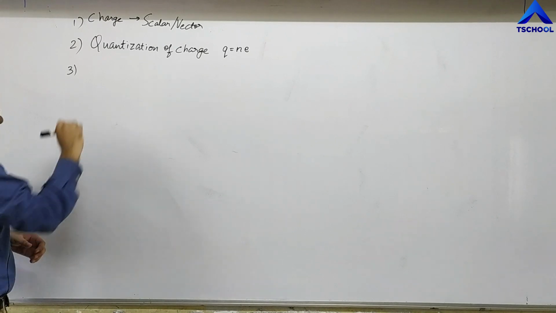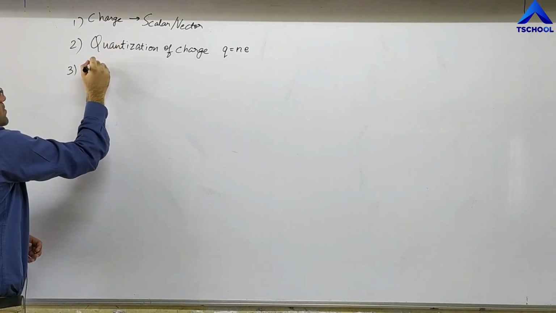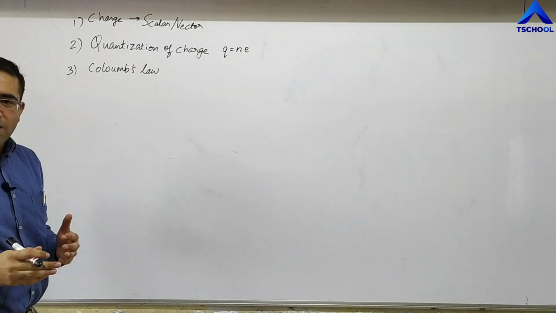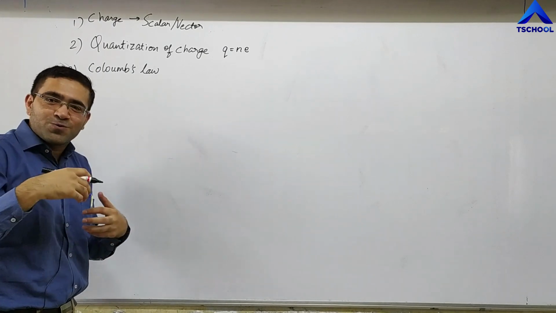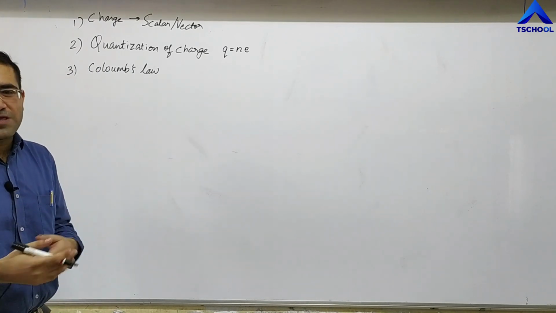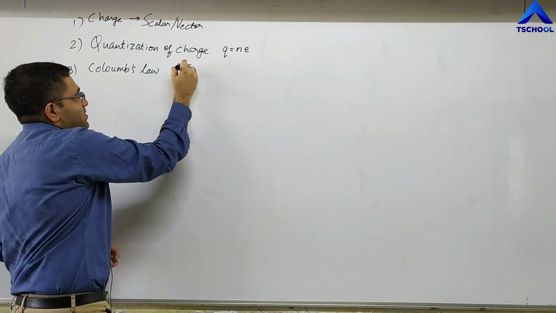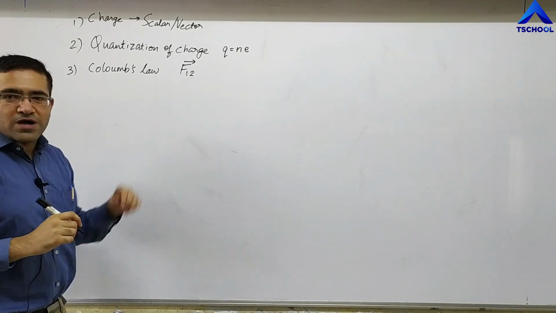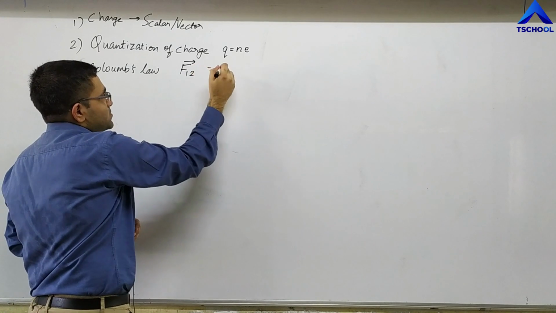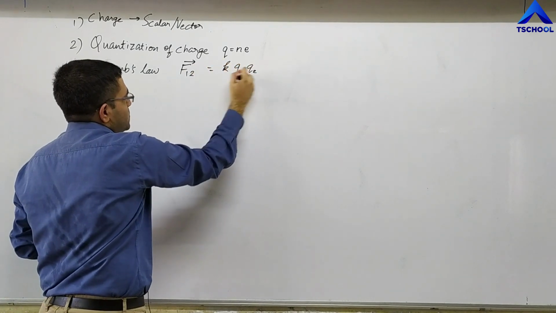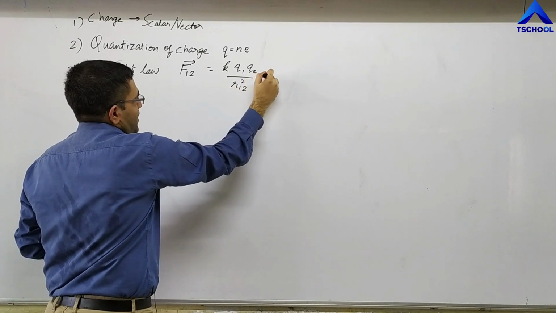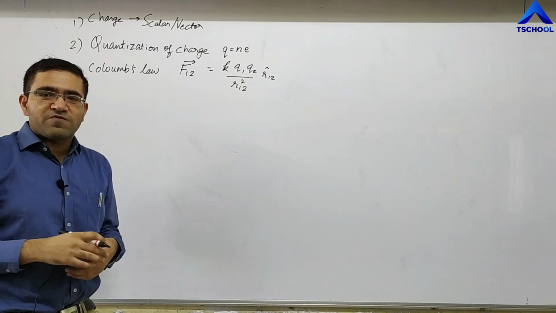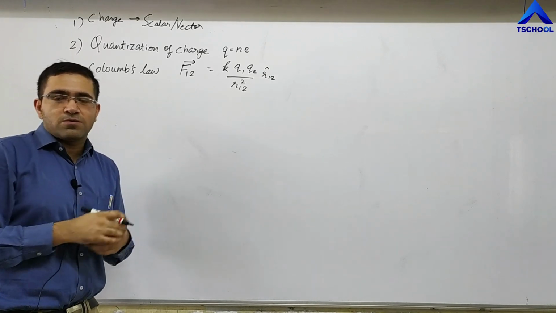Third, the Coulomb's law. I hope you remember the Coulomb's law. Try to say the formula or the sentence for the Coulomb's law. The formula is that Coulomb's law in vector form is force applied on charge 1 by the charge 2 is equal to K Q1 Q2 by R12 squared R12 hat. Obviously, the unit vector indicates the direction from charge 2 to charge 1.